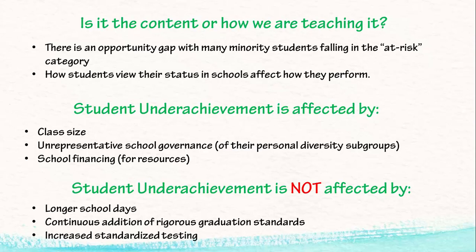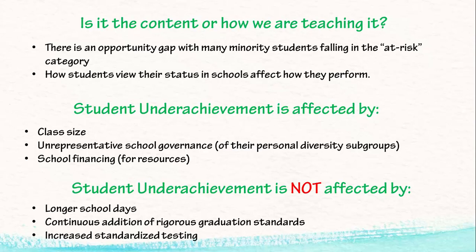So what we have found in our research thus far is that student underachievement is affected by several things. One is class size. So larger class sizes do contribute to student underachievement. So the smaller the class size, the more likely the students are to be successful despite minority group. Also, underrepresentation in school governance of their personal diversity group does cause underachievement. So if a student is, say, an African American student in an all-white school with all-white teachers and all-white principals, they're more likely to have underachievement and less likely to achieve. Also, school financing and resources play a role in student underachievement. Again, the more financing and the more strategic investment in resources, the more likely the students are to achieve.